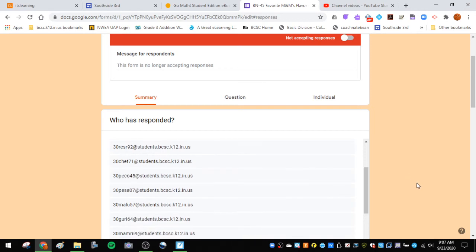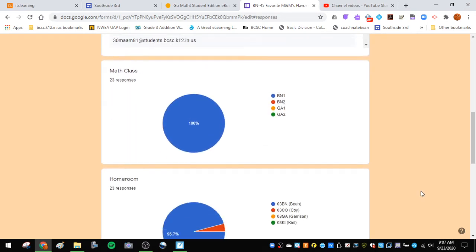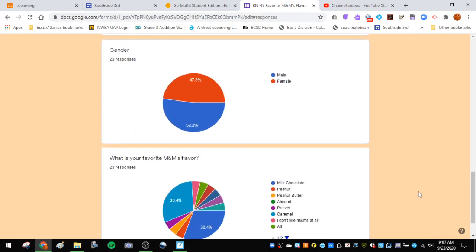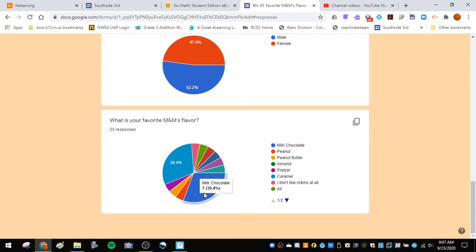Okay, we're able to see here who's responded. All right, there was the math class, the homeroom, the difference in gender, and then right here, we were able to break these all up. It would appear that maybe one of my questions didn't come out right because there's one here that says I like all of them. Here's one that says all of them. There's one that says none. There's one that says all. There's one that says I don't like M&Ms at all. So that might be a problem with just how I arranged the survey.